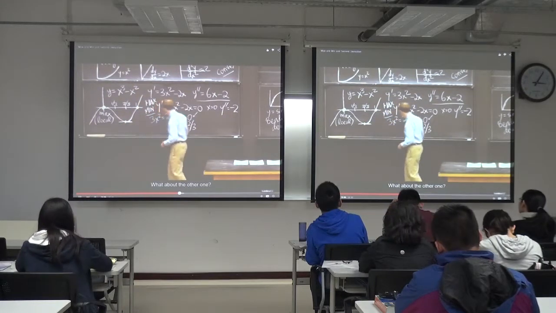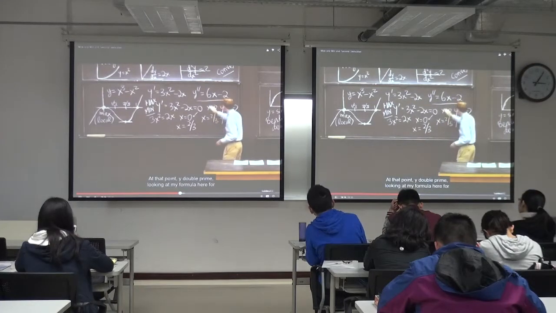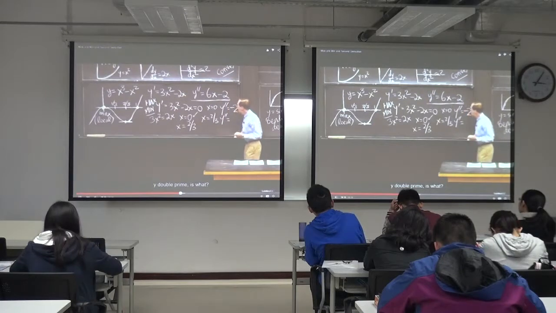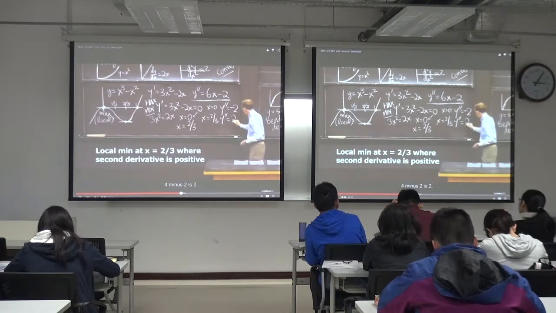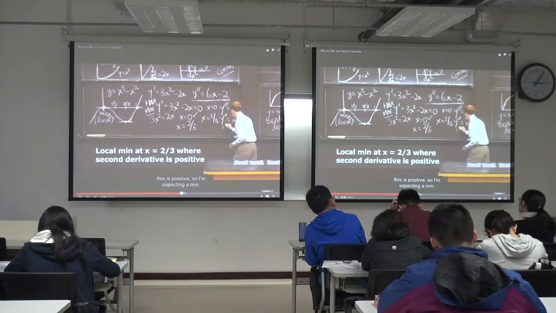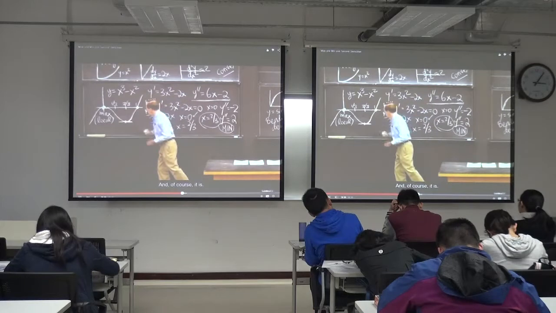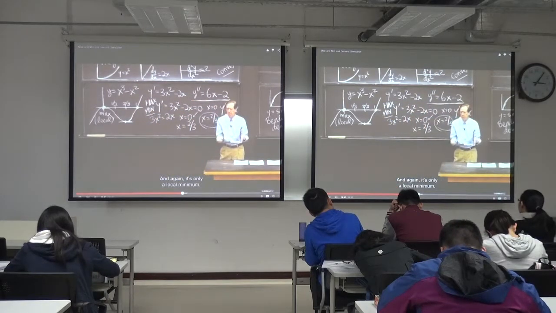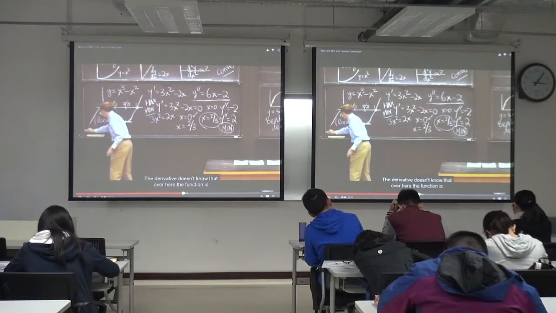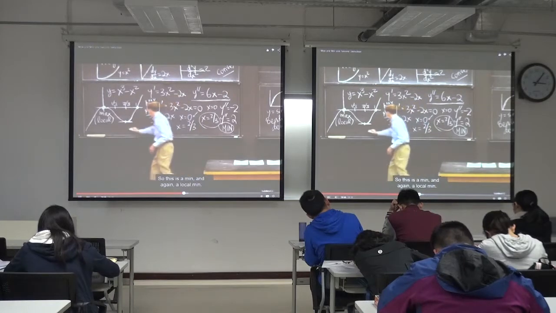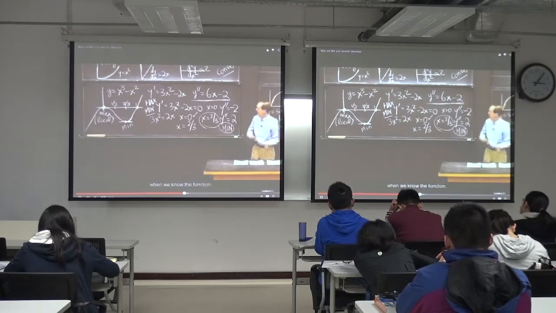What about the other one? What about at x equal 2/3? At that point, y double prime, looking at my formula here for y double prime, is what? 6 times 2/3 is 4, minus 2 is plus 2. 4 minus 2 is 2. So this is positive, so I'm expecting a min. At x equal 2/3, I'm expecting a min. And of course, it is. And again, it's only a local minimum. The derivative can only tell you what's happening very, very close to that point. The derivative doesn't know that over here, the function is going further down. So this is a min, and again, a local min. Okay. Those are maximum and minimum when we know the function.